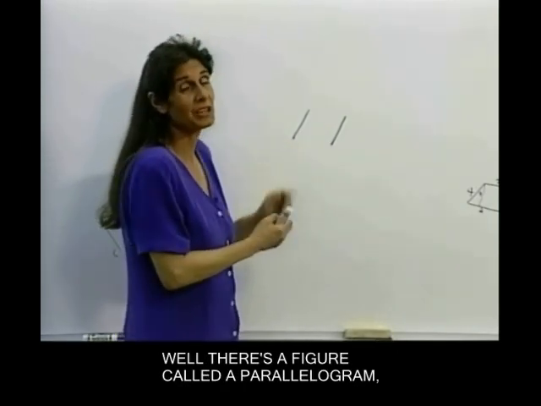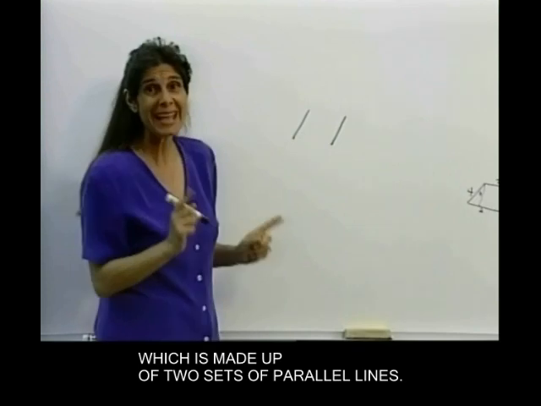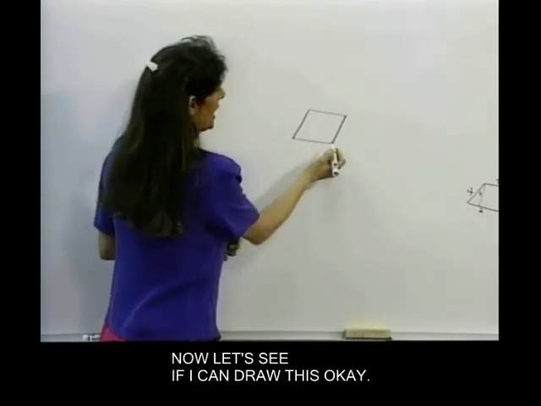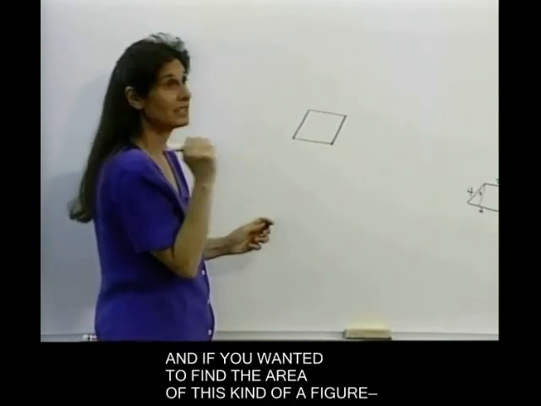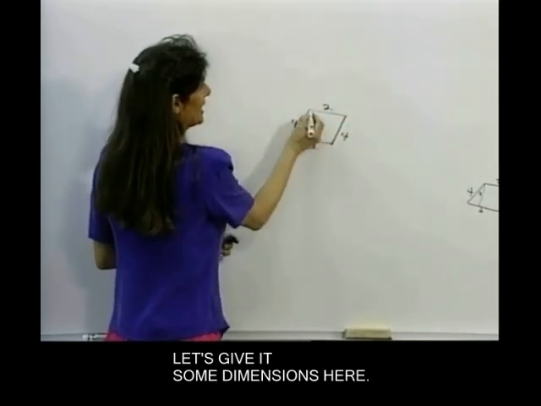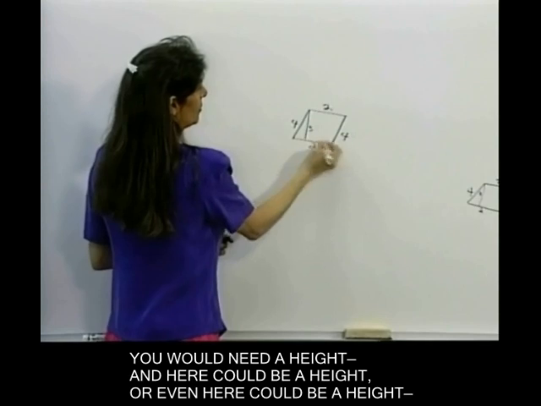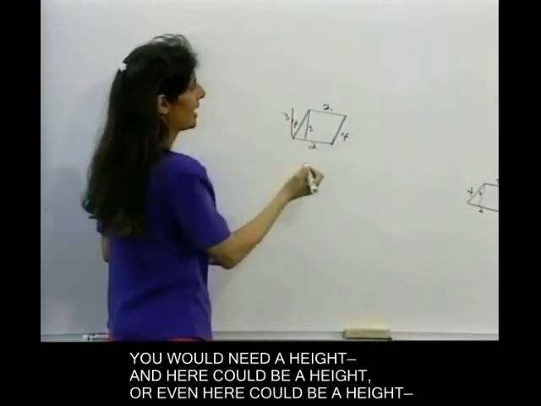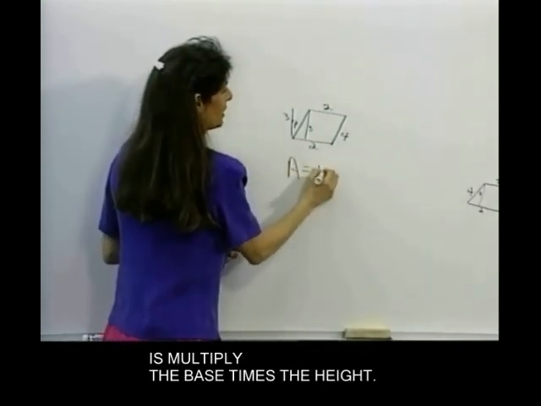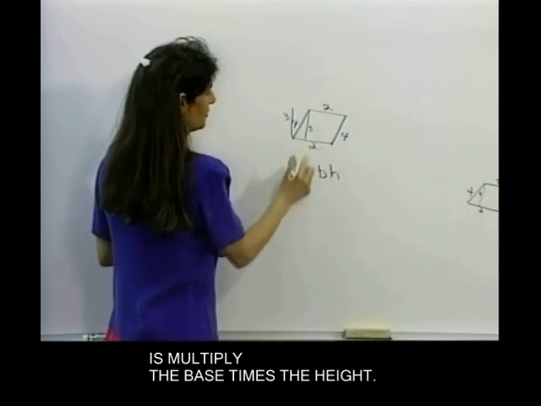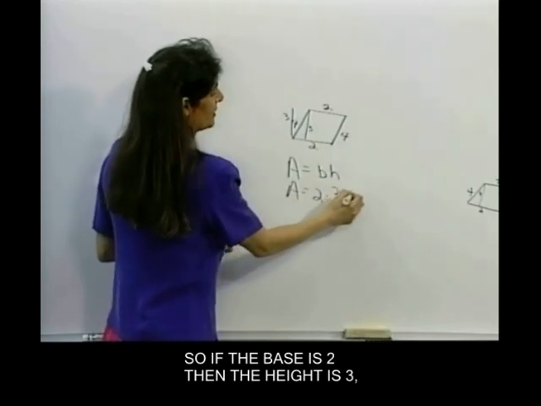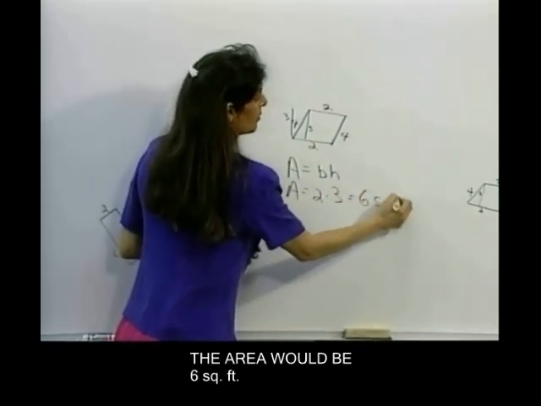Well, there's a figure called a parallelogram, which is made up of 2 sets of parallel lines. Now, let's see if I can draw this okay. And if you wanted to find the area of this kind of a figure, let's give it some dimensions here. You would need a height, and here could be a height, or even here could be a height. And all you have to do to find the area is multiply the base times the height. So if the base is 2, then the height is 3. The area would be 6 square feet.